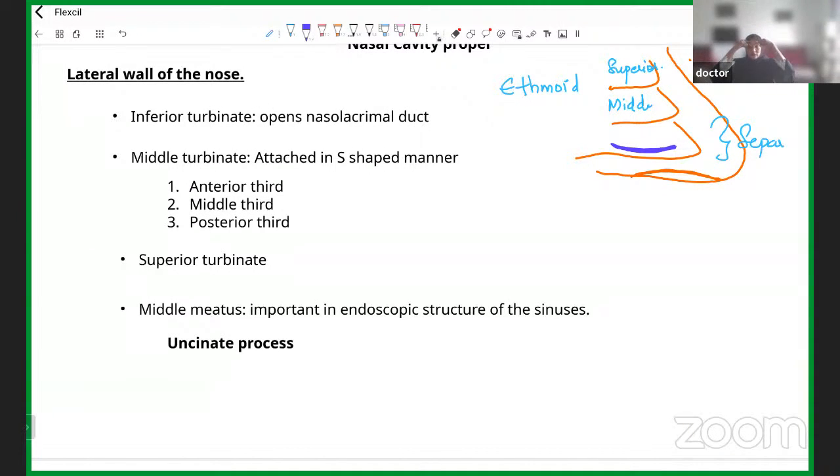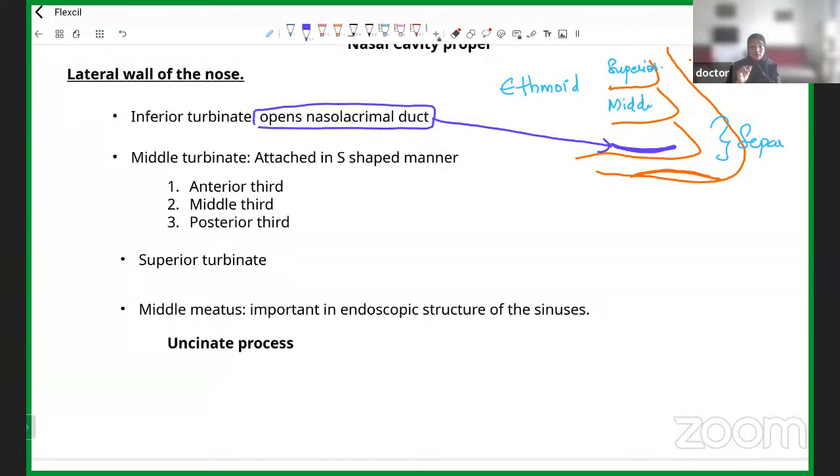So your lacrimal duct also has some connections to the side of the nose. That's why when you have an itchy nose and when you have allergy, your eyes will also water because it is connected. So inferior meatus will open into the nasolacrimal duct. So this is here.